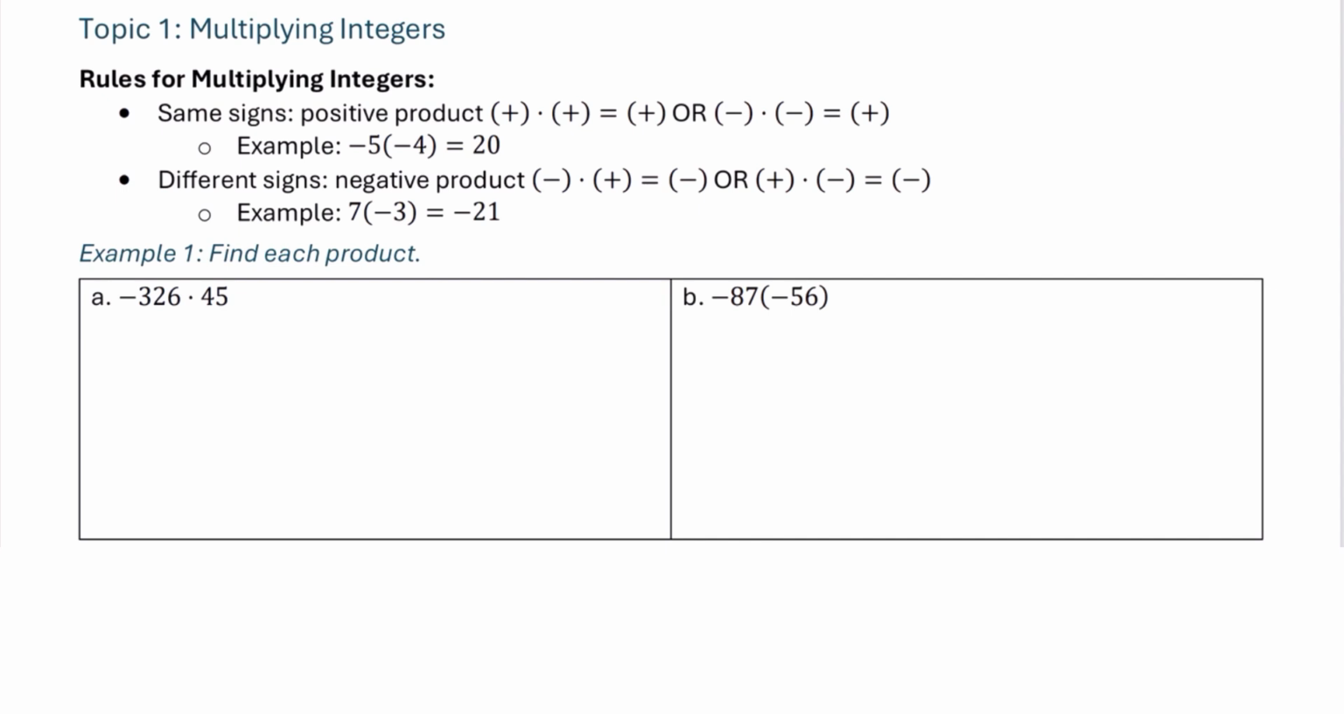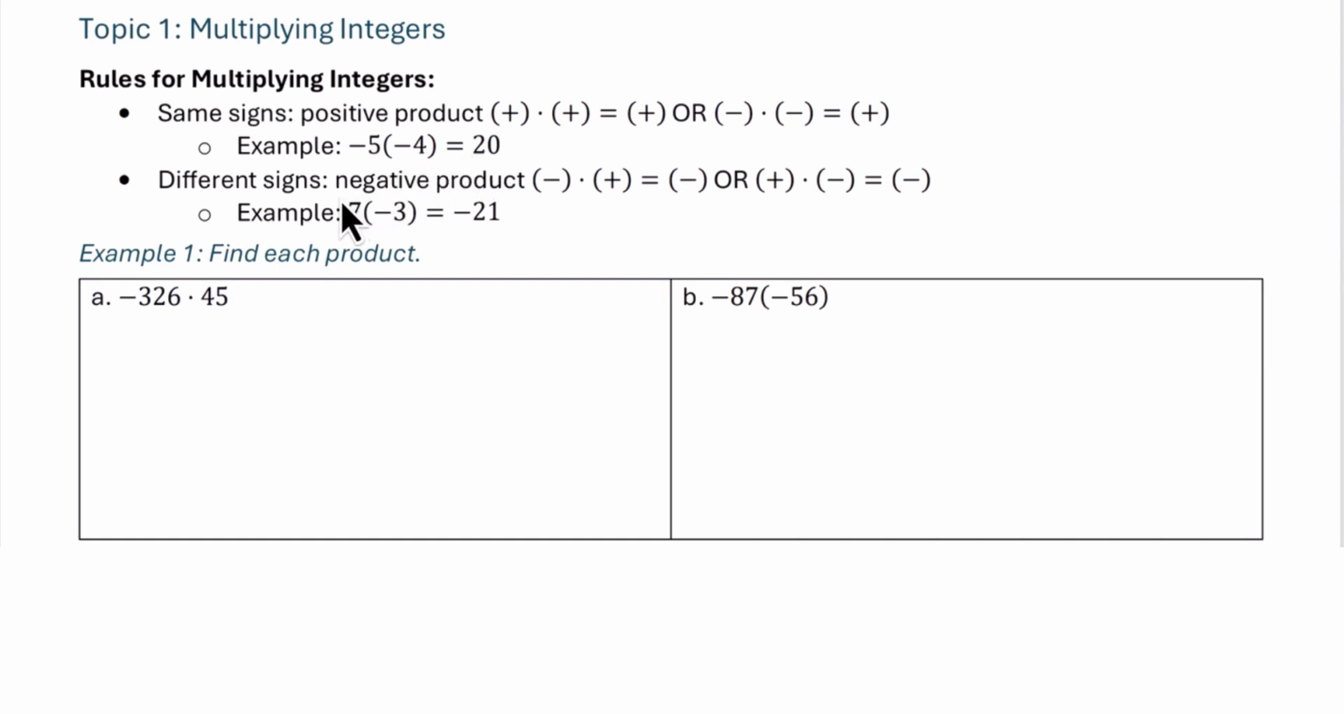In this video, we'll look at the rules for multiplying integers. If the integers have the same sign, for example, positive times a positive, that gives us positive. If it's negative times a negative, we also get a positive. For example, negative 5 times negative 4 is positive 20. 5 times 4 is 20, and negative times a negative is a positive.